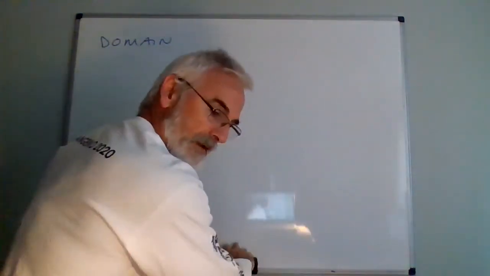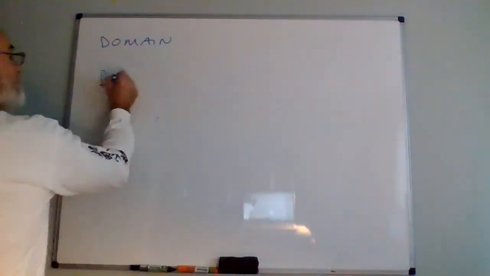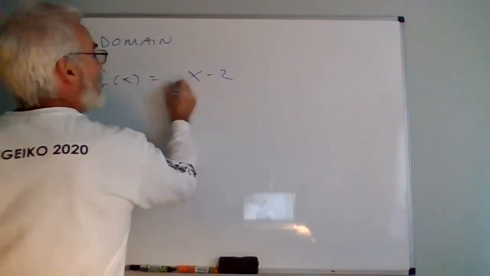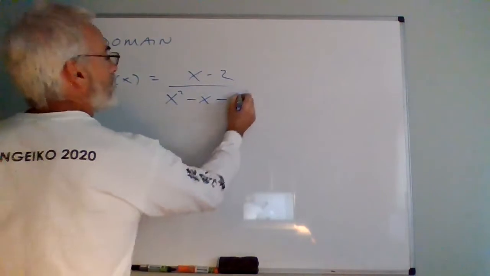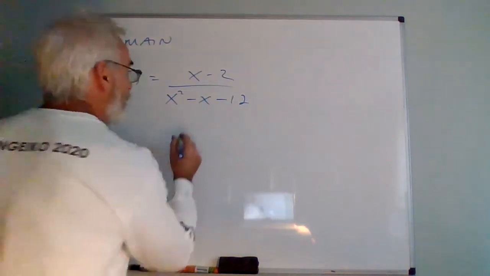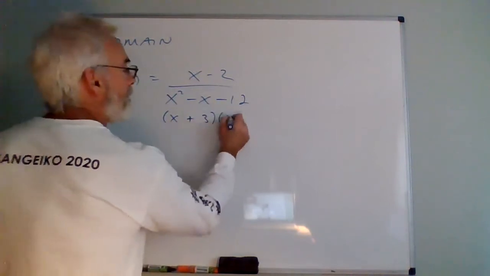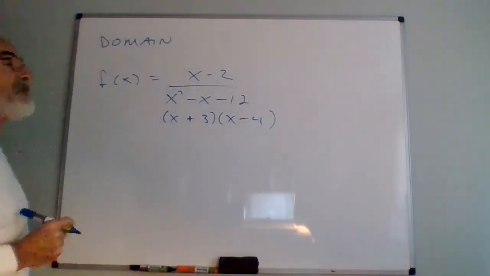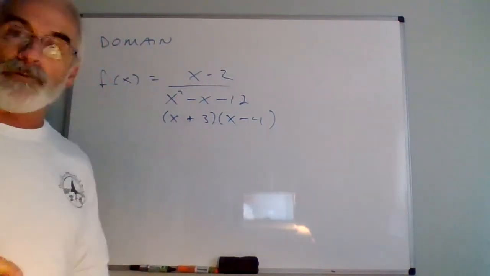Okay. What if we have something, let's say, that looks like x minus 2 over x squared minus x minus 12. Now, clearly the denominator being quadratic is going to have places that will cause it to equal 0. So we're going to need to factor the denominator first. We'll notice the denominator can be factored as x plus 3, x minus 4. Therefore, all real numbers except the values that will make these quantities 0 would be acceptable.